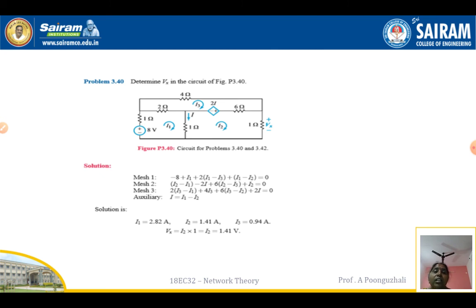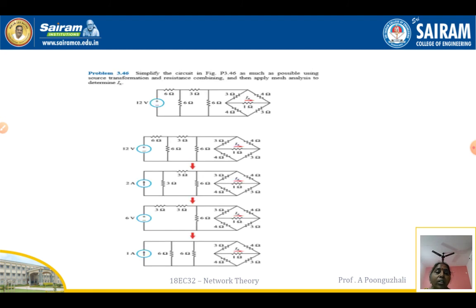Vx is nothing but 1 into I2. So I2 is nothing but 1.41. So multiply it, you will get 1.41 volts there.